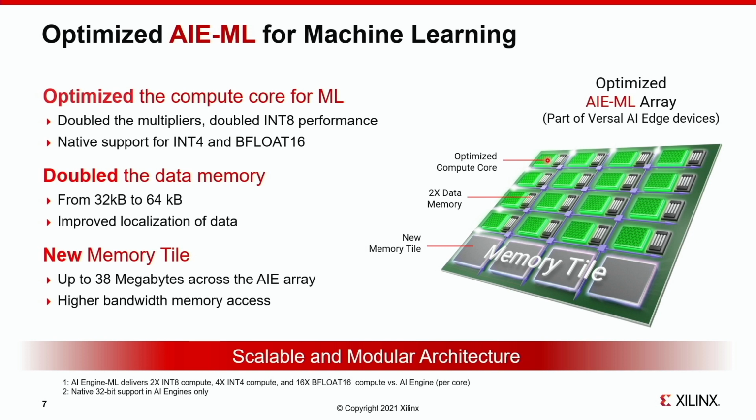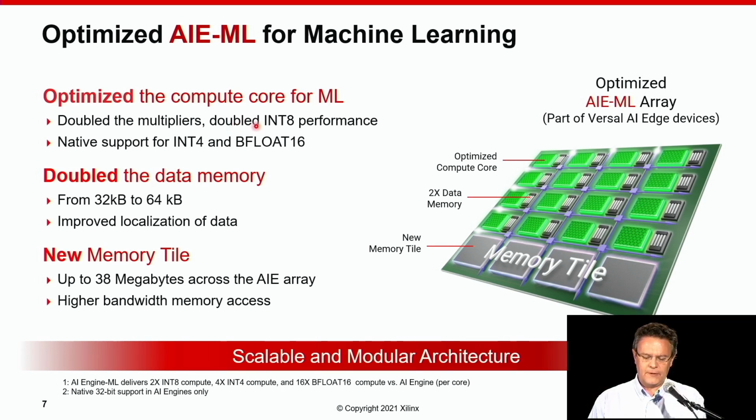If we go one level down, what we have done for this architecture is that we have doubled the number of multipliers for int8. So we are doubling the number of multipliers per core. We are adding native support for ML inference optimized data types like int4 and bfloat16. And we are also doubling the local data memory for each of these tiles. This helps in having more data localization for edge inference applications.